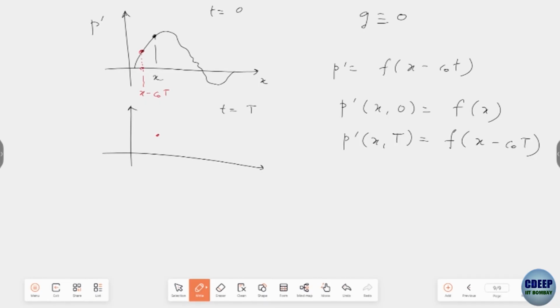Connecting the dots, what I would get is a shifted version of the same function, identical. The bottom graph is, no, this is just p prime at t equal to 0. This is p prime at t equal to capital T. So this is what this functional form is telling us: that if g is equal to 0, then this is the picture.